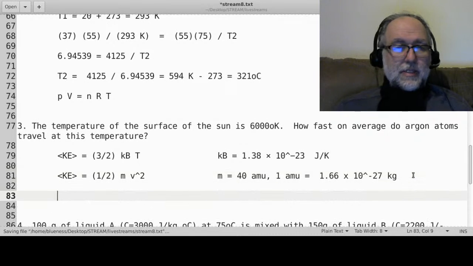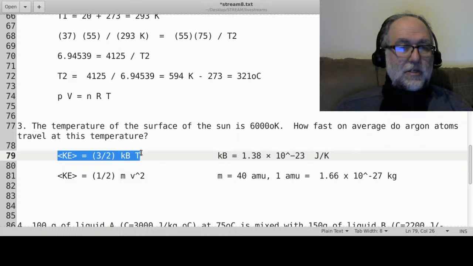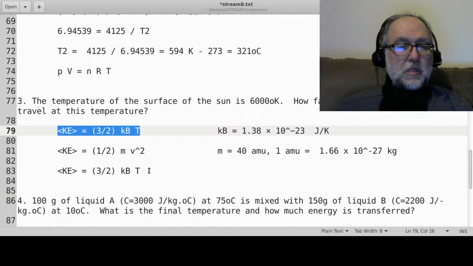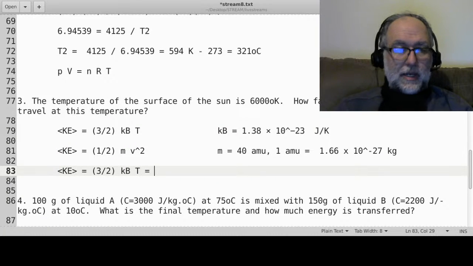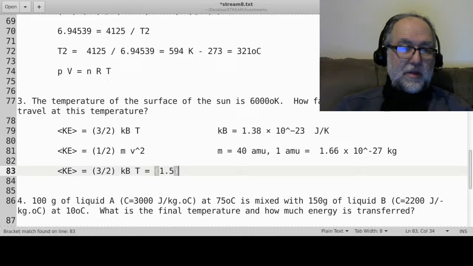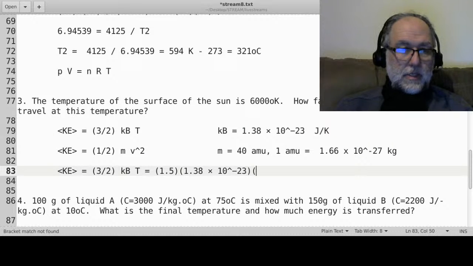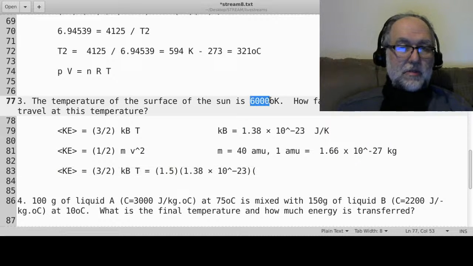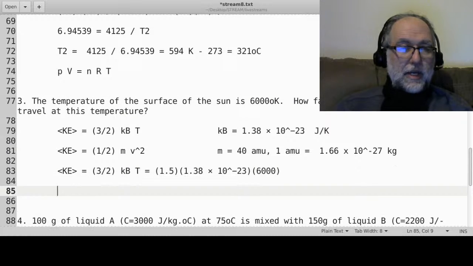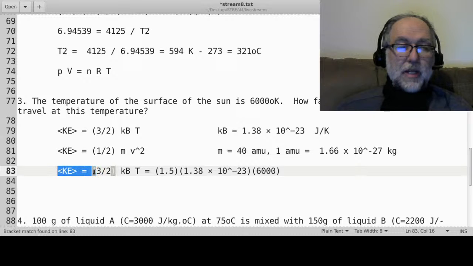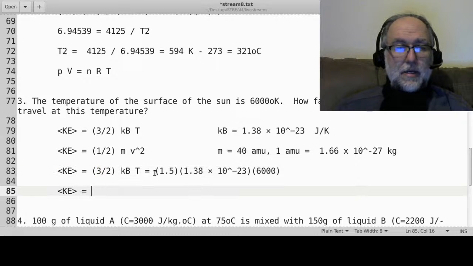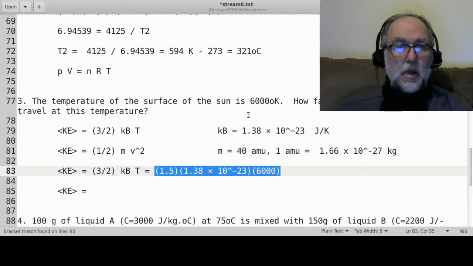Let's start off. Let's use this first equation to get the kinetic energy of one particle. It's pretty easy, just plugging in numbers. 3 divided by 2 is 1.5. K Boltzmann is this number right here in MKS units, and the temperature I tell you is 6,000 Kelvin, which is already in MKS units. The answer you're going to get is actually a pretty small number, but you would expect that because it's the number of joules for one particle.